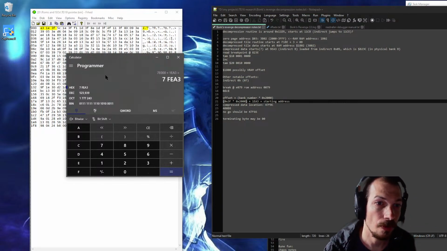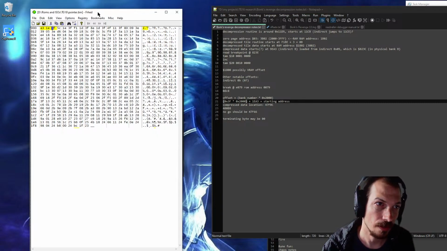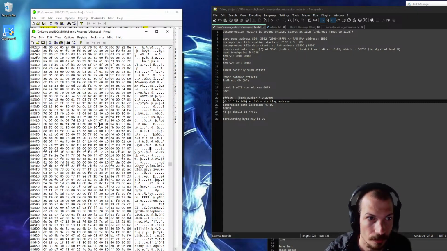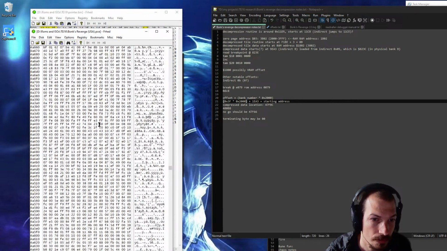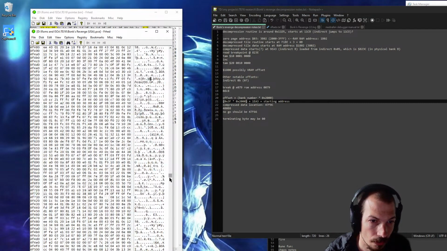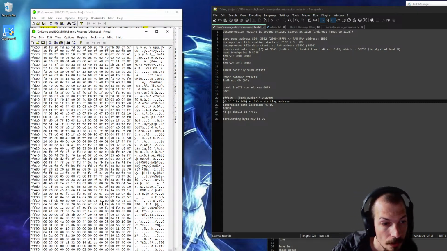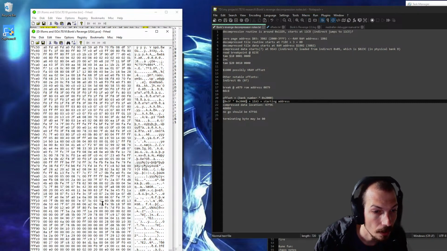Interesting place for it. So 7F-E-A3. So this might be way at the... So let's scroll all the way down here. I can't remember. Oh, okay. So that's interesting.